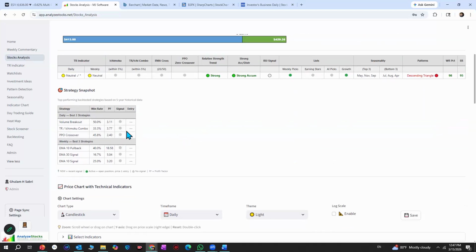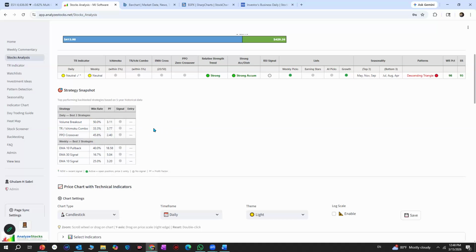Here are the three strategies. It gives some weight to win rate and profit factor. So the three best strategies for MU on daily and weekly are these. In fact, we should look at MU a pullback to 10 period weekly pullback. It has a very high profit factor, 40% win rate. 60% of the time the strategy won't work, but when it works, it will give you 1 to 19 times profit. So overall, this is the best strategy for the long term players. For the short term, you might want to take something like a volume breakout or TR Ichimoku combo.